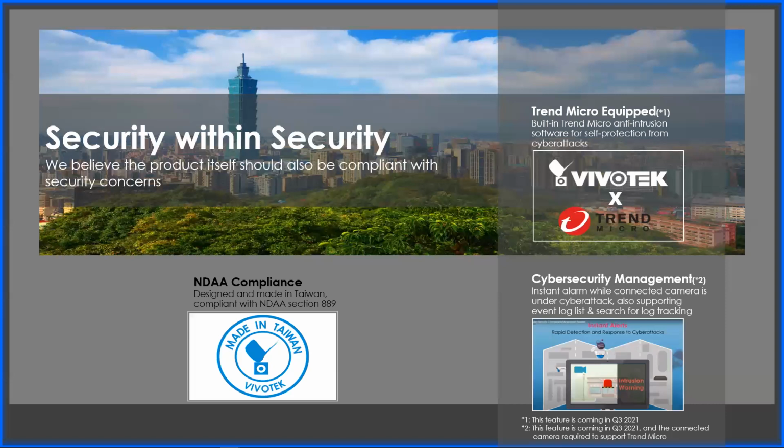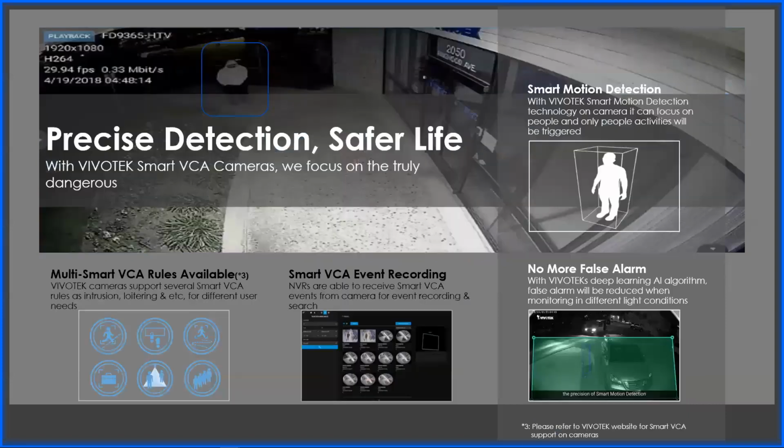The NVRs support Vivotech Smart Motion Detection and Smart VCA cameras. With Smart Motion Detection, the camera can focus on people, and only people related activities are going to trigger a motion detection event. This is going to reduce the number of false alarms, the false positives, whenever it comes to motion detection. It doesn't matter the lighting condition, these cameras can do well on noticing whenever it's just a human.